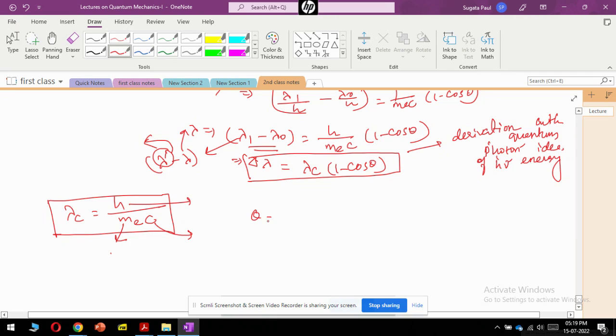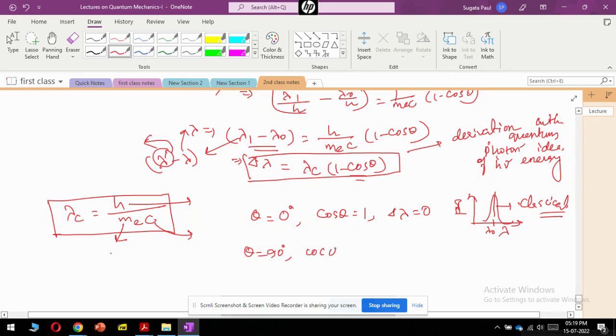So now see, if we put theta equal to 0 degree, then cos theta equals 1. In that case this will be 0, so delta lambda equals 0. So we'll just have a single peak, if this is the intensity and this is the lambda, at lambda naught, that is, the scattered wavelength equals the incident wavelength, like the classical case almost. But if theta equals 90 degree, say, then cos pi by 2 equals 0, so it will be 0, and delta lambda will be lambda c, that is not equal to 0. So there will be a shift, we will see two peaks, and the two peaks lambda and lambda prime will have a gap of lambda c, the Compton shift.